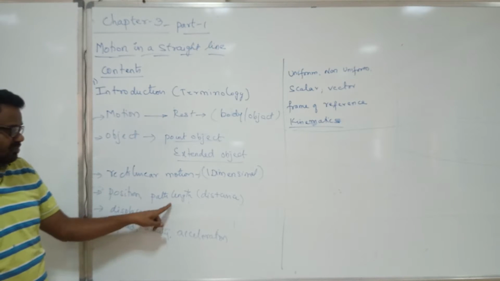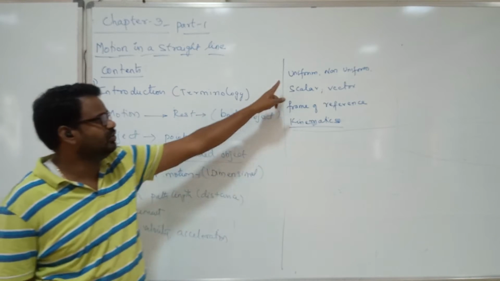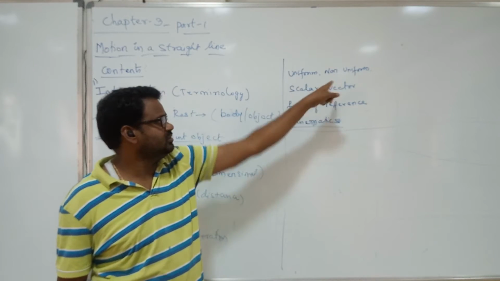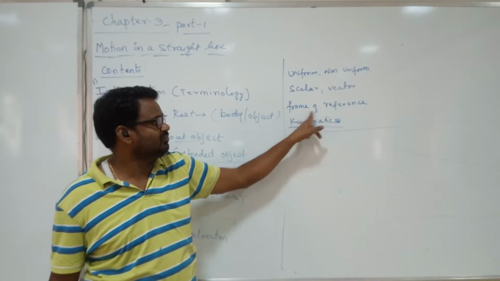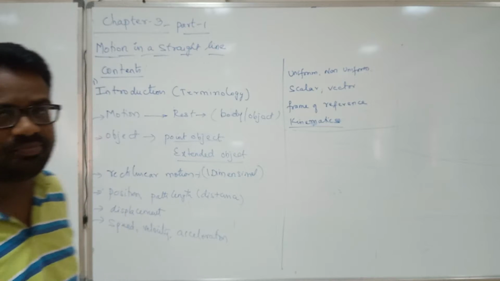What is position? Path length, that is distance, displacement, speed, velocity, acceleration, uniform, non-uniform. Speeds, velocities, acceleration for these two. Scalar quantities, vector quantities, frame of reference, kinematics. These are the various things you are going to learn under this chapter.